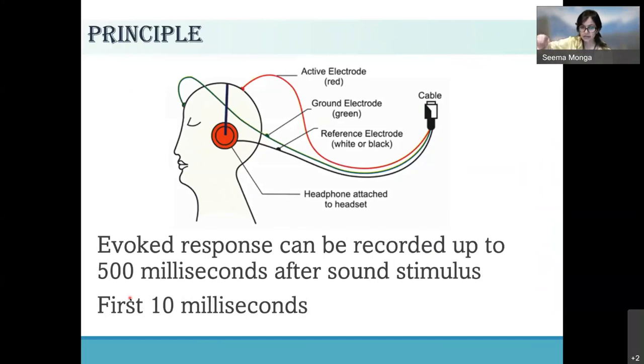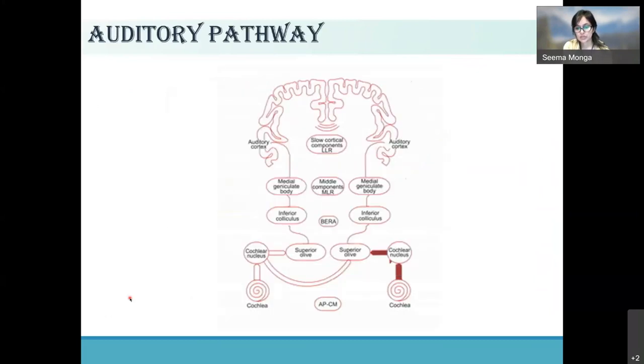So many waves are being produced in many milliseconds. What we are doing in BERA is the first 10 milliseconds are being used, right? So this is the pathway. What you have to understand is, after the superior olivary complex, it is bilateral, all right? Both the sides are getting stimulated. Why? Because superior olivary complex is bilateral. So cochlear nucleus is stimulating superior olivary complex of both the sides, okay?